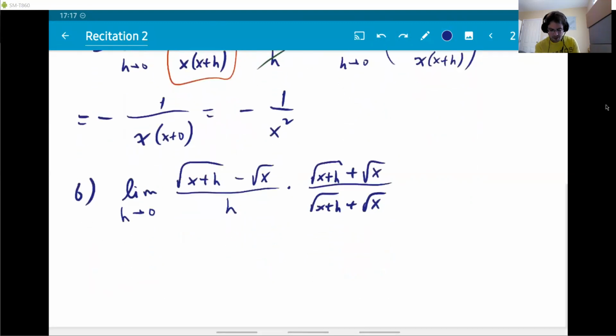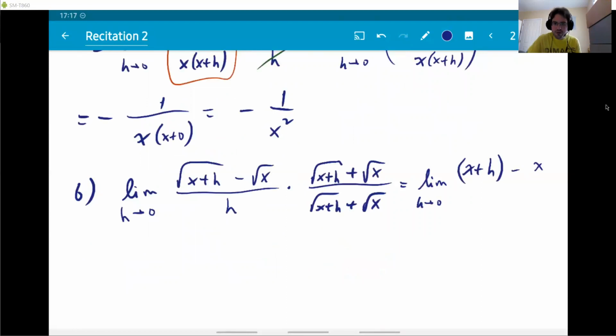What happens when we do that? The numerator becomes the difference of the squares, and the square of the square root is just the thing inside. So x plus h minus x. Again, you can see this happening if you multiply it out in the numerator. If you distribute everything and cancel, this is going to show up, but you should be familiar with this from algebra. Now, the denominator, again, we're going to simply leave it as h times the other expression.